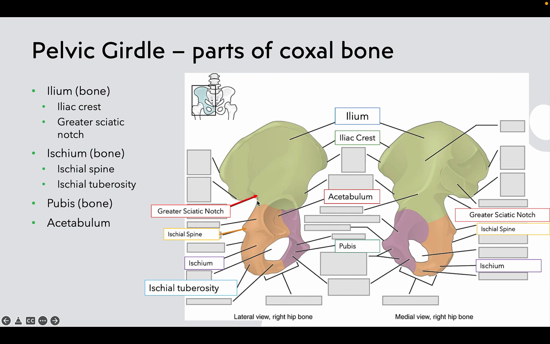And then we have the ischium, which is this orange area. We have the ischial spine, which will be this pointy ridge. We have the ischial tuberosity, which will be toward the bottom. And then we have the pubis. The two pubi will be joined together via the pubic symphysis from two slides ago. And then we have the acetabulum. This is where the femur connects to the pelvic girdle.